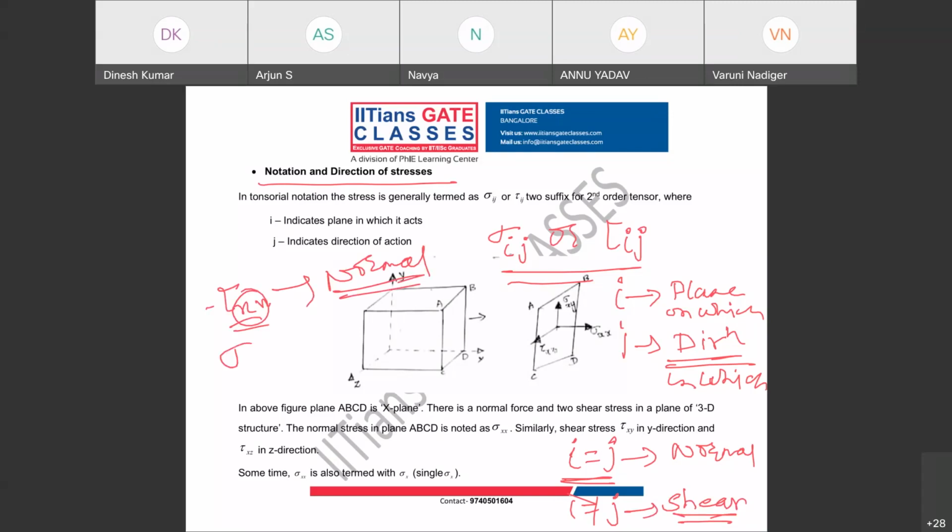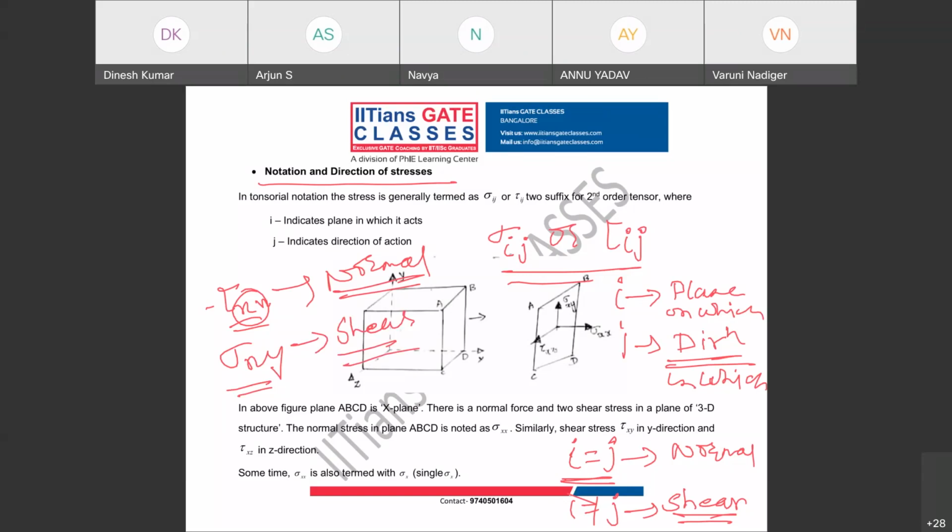Now tell me, guys, what is this sigma xy? Is it normal or shear stress? Shear stress. Exactly, it is shear stress. So keep it in mind: in your GATE exam, what you are going to see are i and j, not sigma and tau, which are Greek letters. Clear? So this point you guys have to keep in mind. Now, this is about notation.